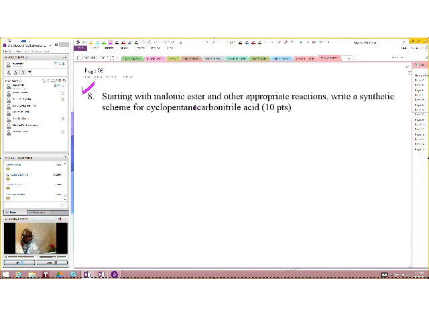Starting with malonic ester and other appropriate reactions, write a synthetic scheme for cyclopentane carbonitrile acid. Oh, okay. Actually, it should be carbonitrile. Yes, this is a mistake right here. It should be just carbonitrile, not carbonitrile acid. Thank you. Okay, now let us see what do we need to do here.